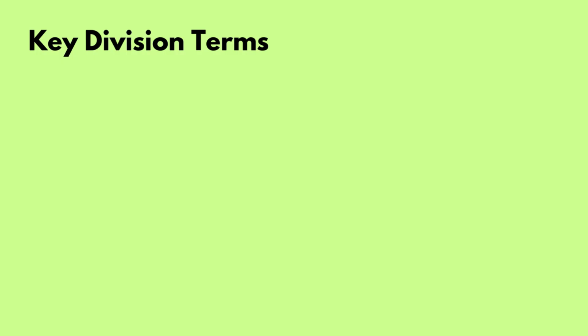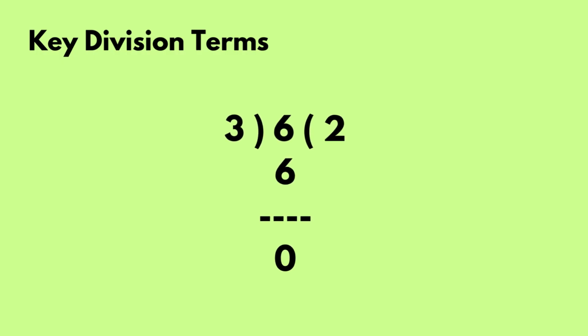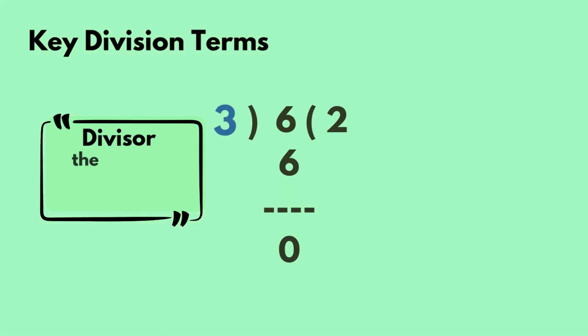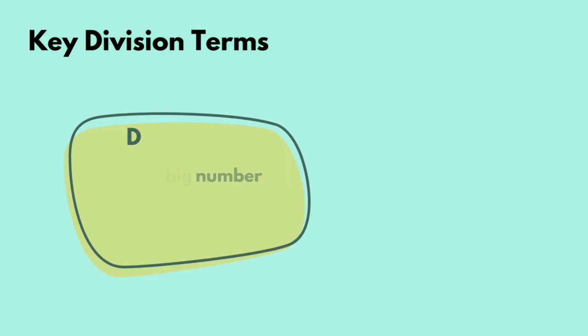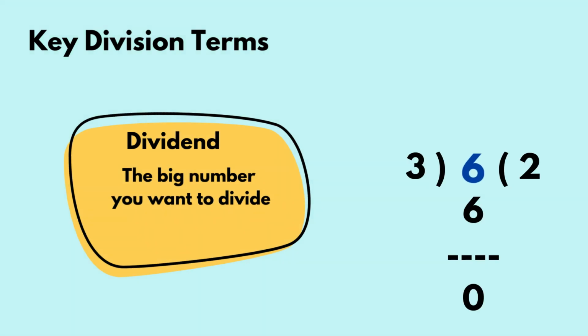Key division terms. Let's see with a simple example. Divisor: the number you divide by. Here 3 is the divisor. Dividend: the big number you want to divide.